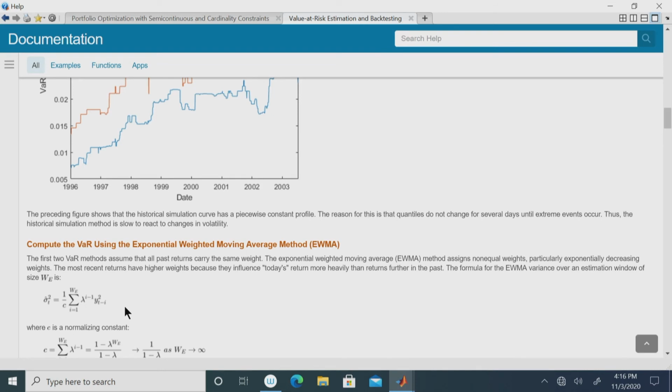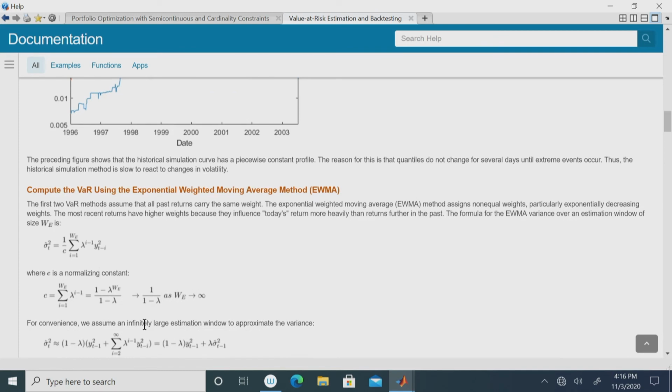If the time window, that means W subscript capital E, is the number of time points, then the estimated variance at time t is going to be 1 over c times the summation of lambda raised to i minus 1, using y of t minus i squared. That means you are going to use the values from the preceding W_E time points, and here c is a normalizing constant.